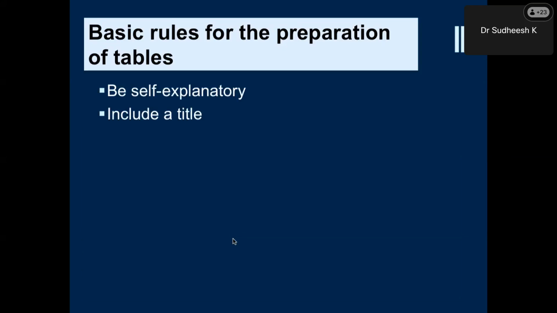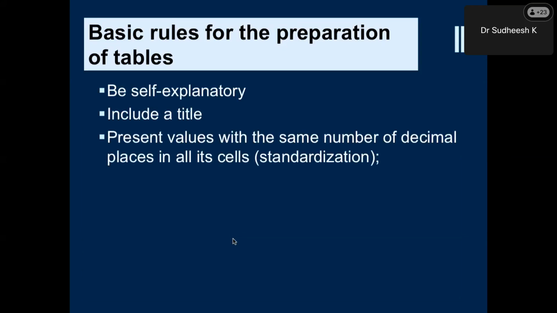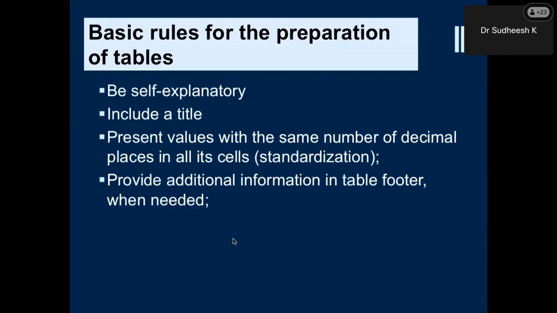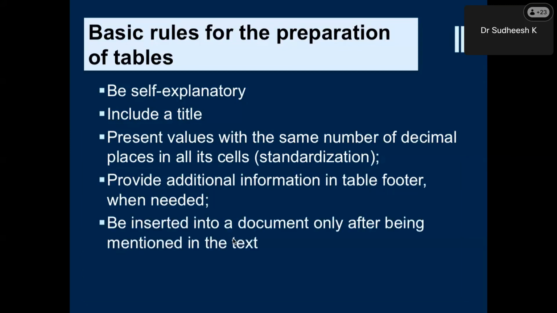Basic rules: it should be self-explanatory, should have a title, and should present values in the same number of decimal places in all cells. For example, you cannot mention 31.21 in one cell and 33.123 in the next. It has to be 31.12, 31.33, like that only. Provide all additional information in the table footer when needed. And it has to be inserted into the document only after being mentioned in the text.